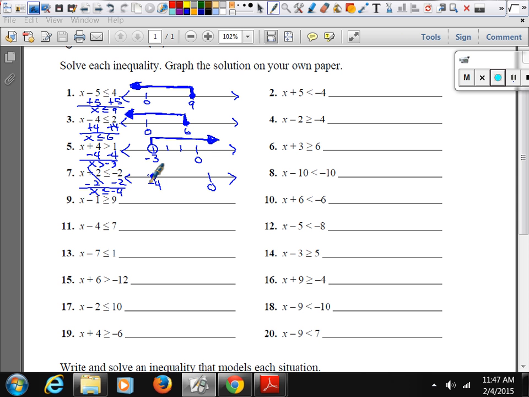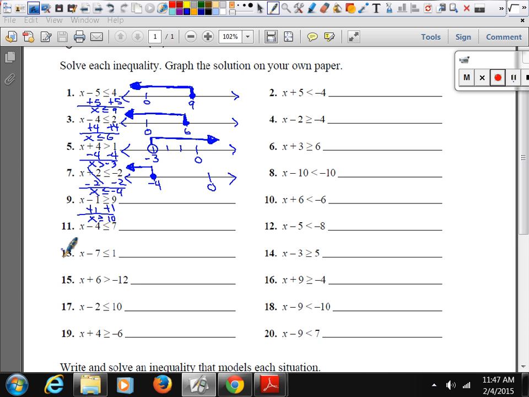Everything to the less than side, so less than is going to go left. So that's a small arrow right there. Number 9, we're going to add 1 to both sides. So add 1, you're going to get x is greater than or equal to 10.